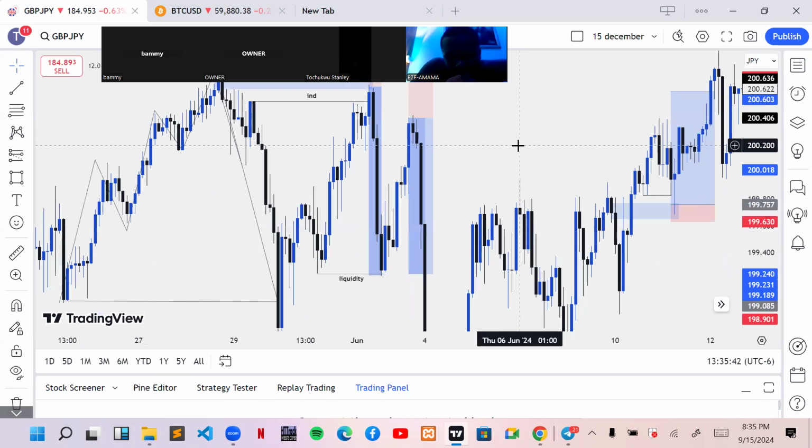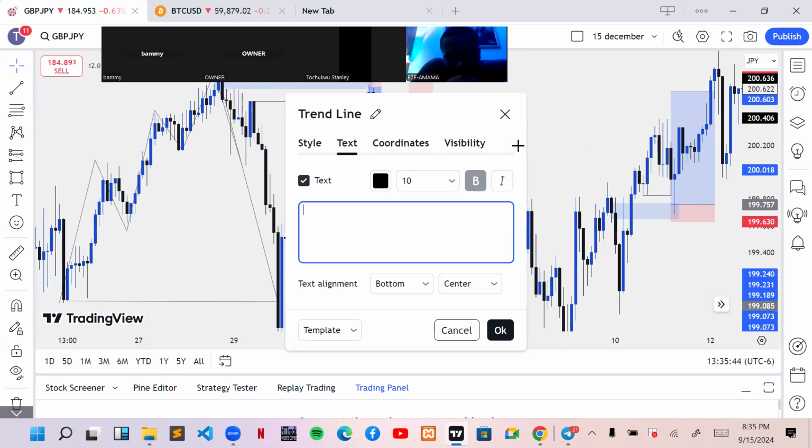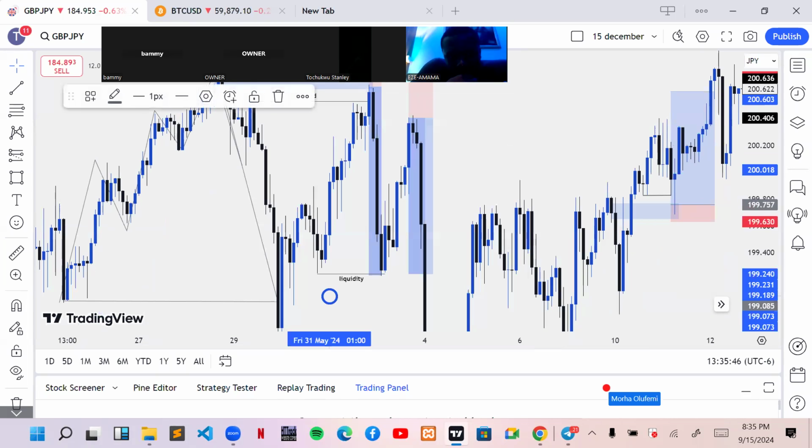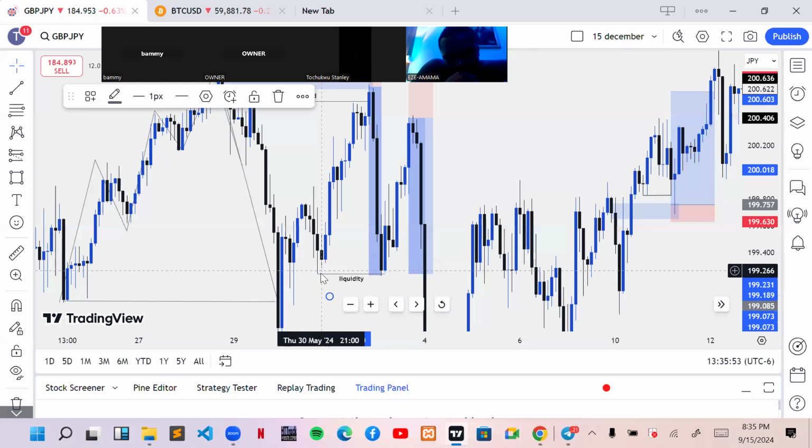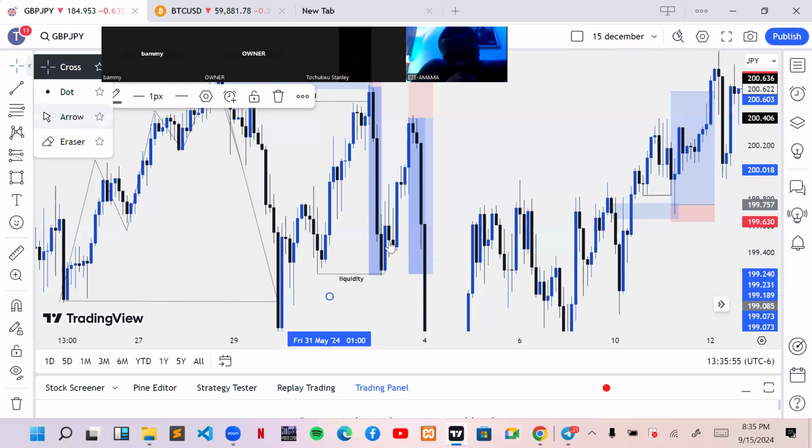Equal lows is another type of liquidity. That's what I marked out here. So when I saw these equal lows on this side, I knew there was liquidity laying on this downside. So if I was taking a sell from this zone, my take profit should target this equal lows liquidity.